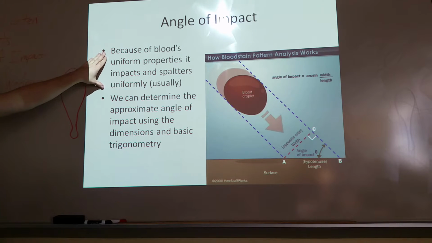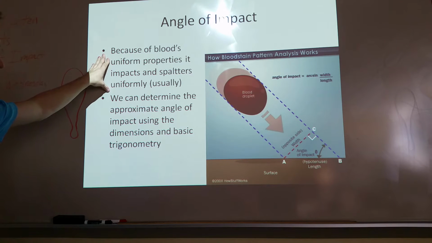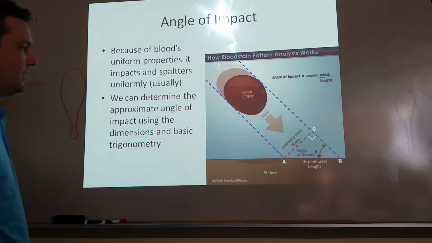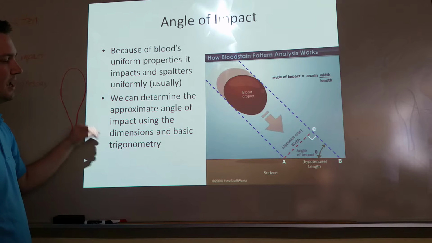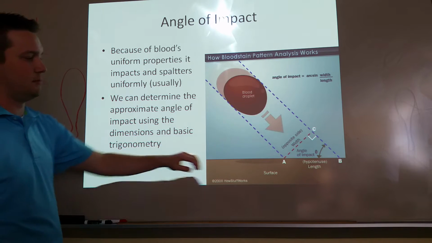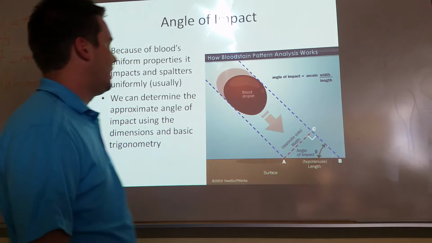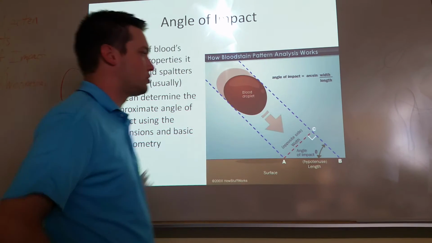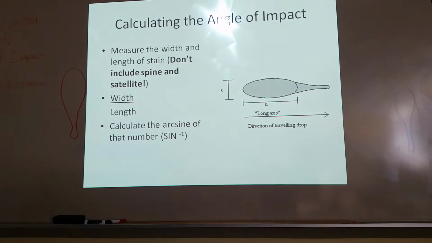We talked about before, blood has uniform properties, and so it behaves uniformly when it flies through the air and when it impacts surfaces. So we can, to an extent, predict what it's going to do, and then the reverse of that, look at the aftermath of the stain and figure out what that blood was doing when it was in flight. So what we can do is use the stain that's left behind, and we can do some measurements with that, and then some really simple trigonometry, and we can figure out what angle the blood droplet was moving at when it struck this surface. So let's go ahead and do that.